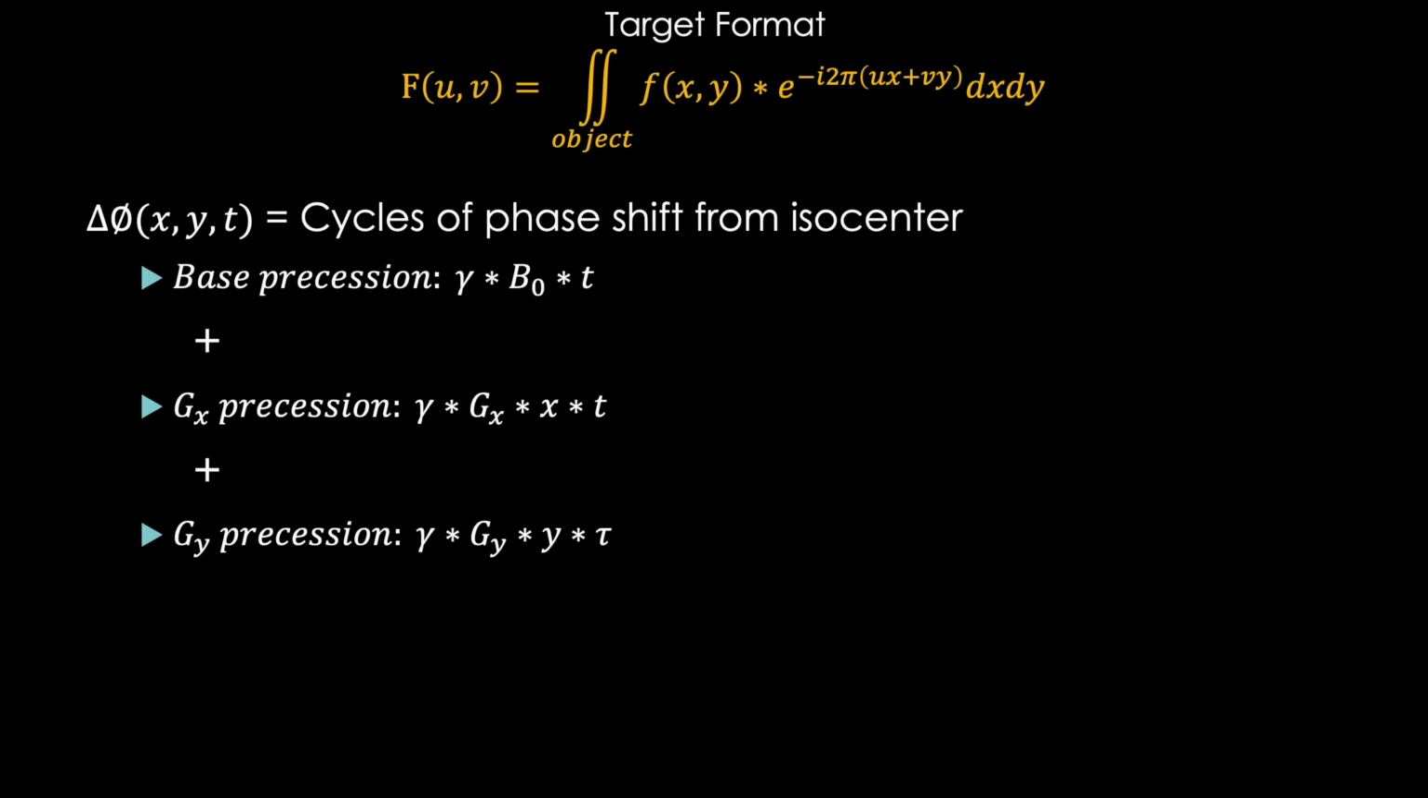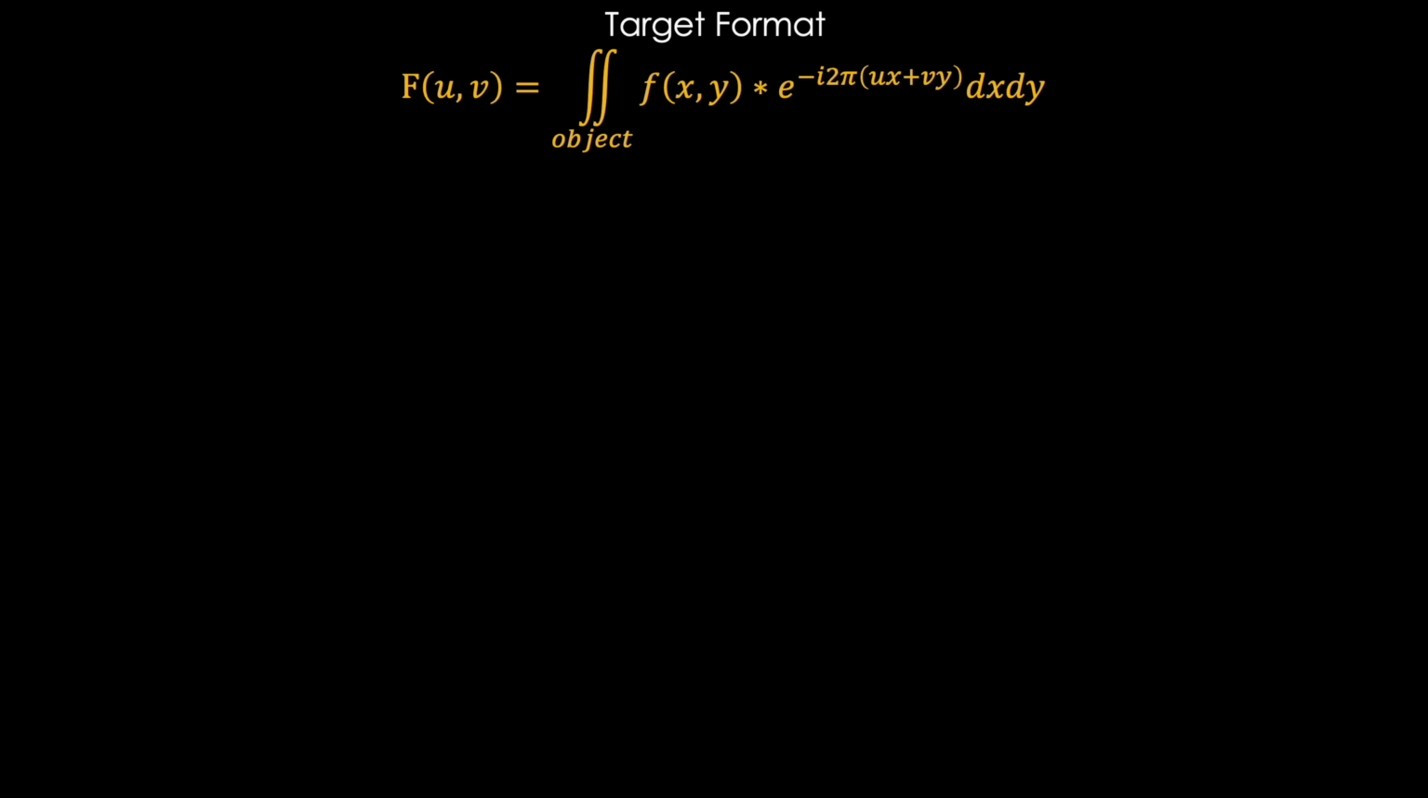We can plug in values for these terms, which we decide when designing and operating our MRI machine, add them all together, and can predict the amount of phase shift each voxel will experience anywhere in the slice from our gradient fields. So the amount of phase shift at point x, y, and time t in the slice equals the baseline precession from our main magnetic field B0 plus the contributions from our gradient fields gx and gy.